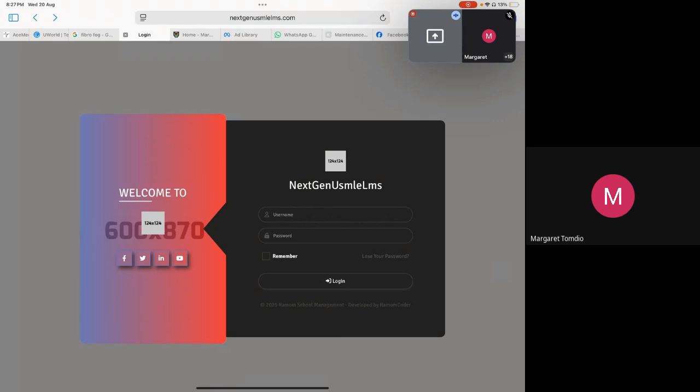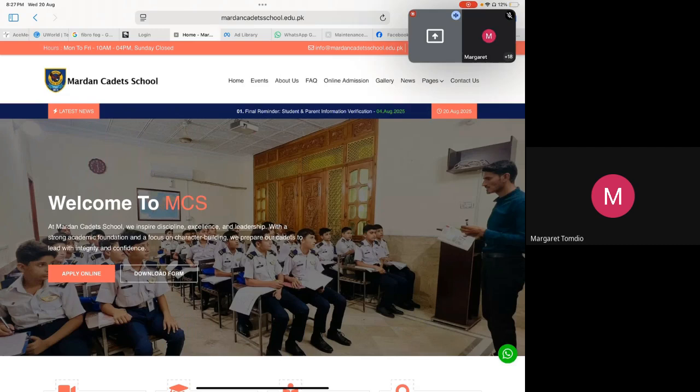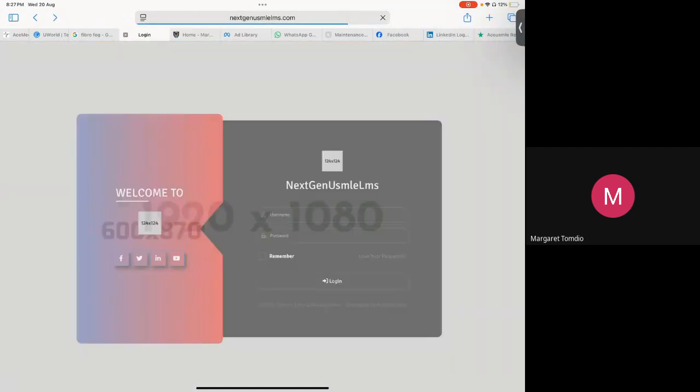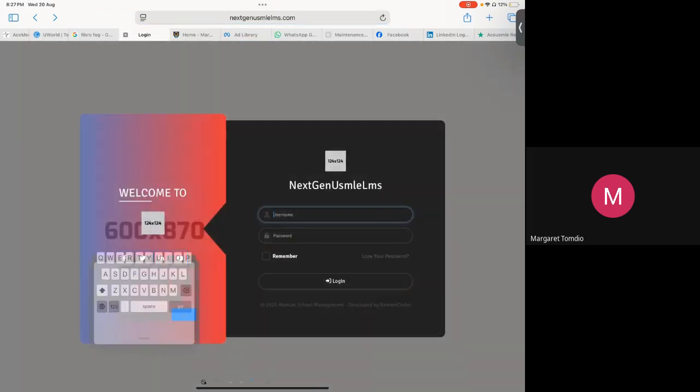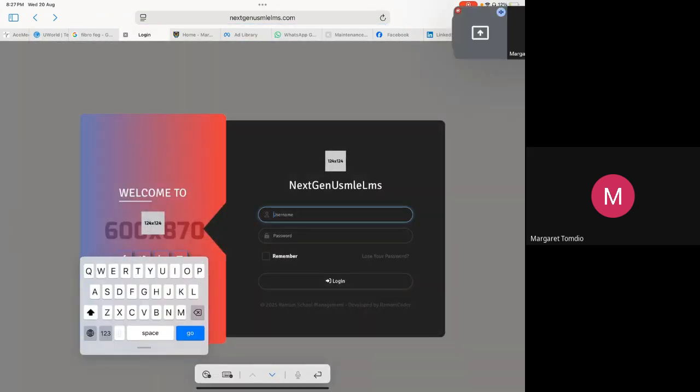Are you guys getting me? Next generation usmdlms.com, and there you are going to have a dashboard just like that. Just give me a second, let me log into LMS. I'll make an extra video on this LMS.